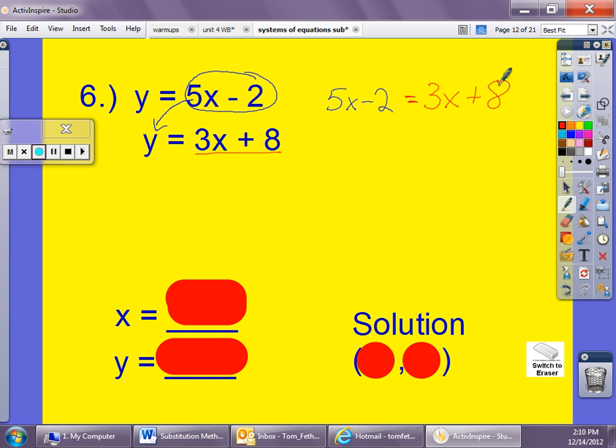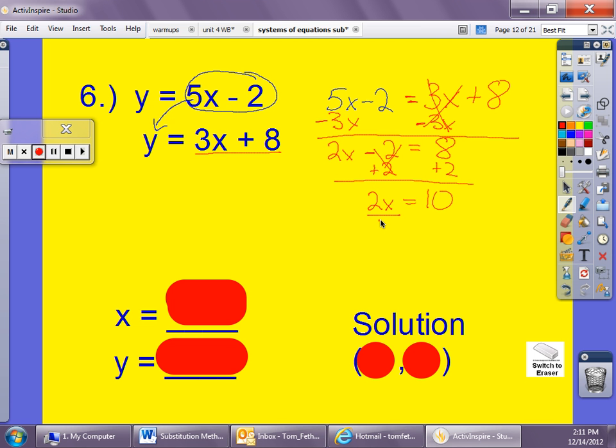So now, with this one, I have variables on both sides. Well, to solve this, we have to get rid of one of those variables. So if we get rid of the 3x, the way we get rid of that 3x, we subtract 3x. Whatever we do to one side, we have to do to the other side. So 5x minus 3x is 2x. I bring down my negative 2, and this all equals 8. Very easy equation to solve. Add 2 to both sides, trying to get our variable all by itself. So we get 2x equals 10.